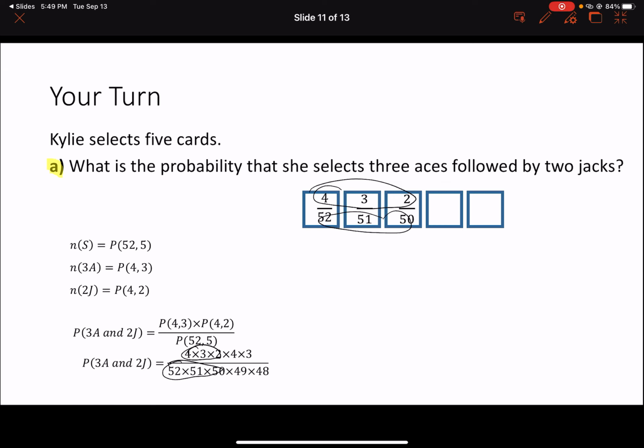And now to pick 2 jacks, well, you have one less card, 49 cards, but you have 4 to choose from. That's where this 4 comes from. And then we have one less to choose from, but we have 3 jacks to choose from, and that's where that comes from.